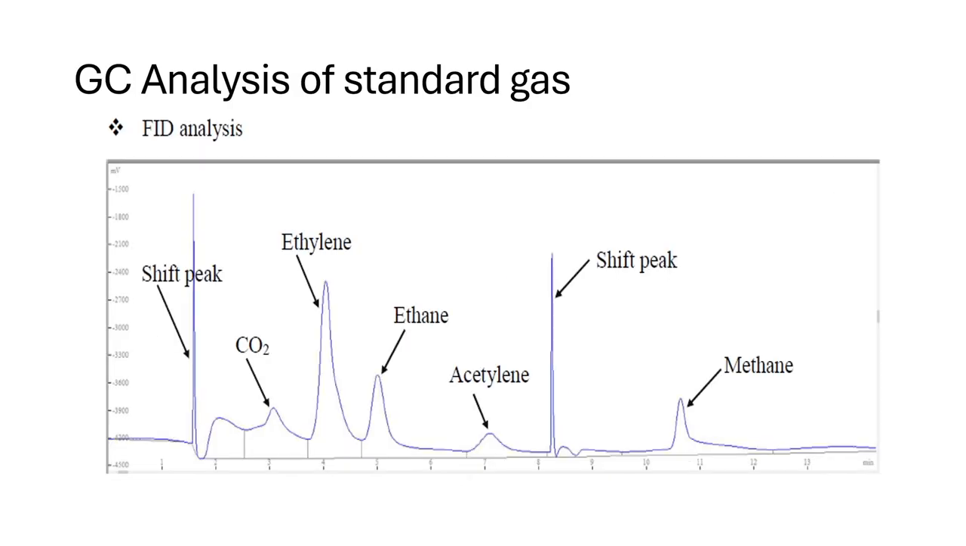Similarly, when I go for FID analysis, in this region I can see all my hydrocarbons coming out. Here you can see the absence of nitrogen, followed by the shift peak. When one column is connected, I can elute CO2, ethylene, ethane, and acetylene. Again there is a shift so that the columns are in series, followed by which I can detect methane and carbon monoxide. So these are the peaks which I get from the standard gas analysis.